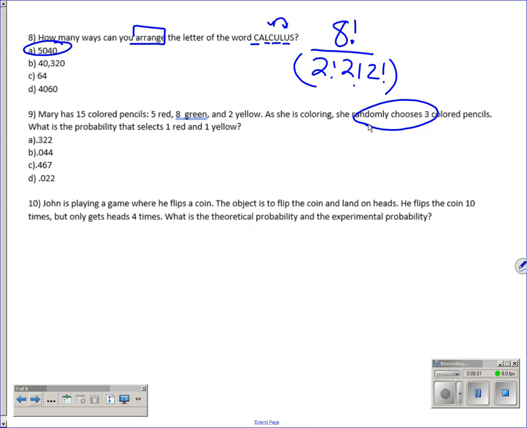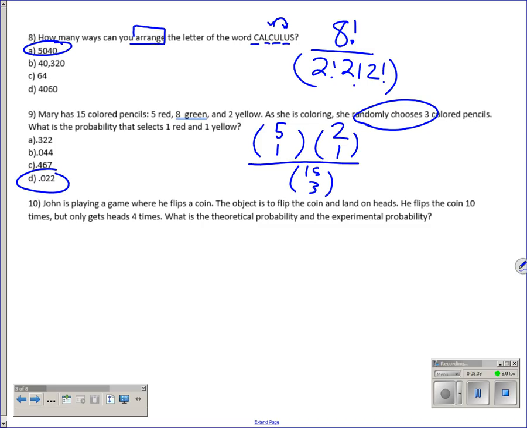So that's combinations. On top, we talk about all the possible ways that you can get 1 red and 1 yellow. Of the 5 red, I'm choosing groups of 1 red. Of the 2 yellow, I'm choosing 1 group of yellow. That's all the ways to get 1 red and 1 yellow. Then you divide by the total number of colored pencils, which in this case is 15, and then choose the total number of groups, which is choose 3. Bring that in the calculator, I get D, 0.022.